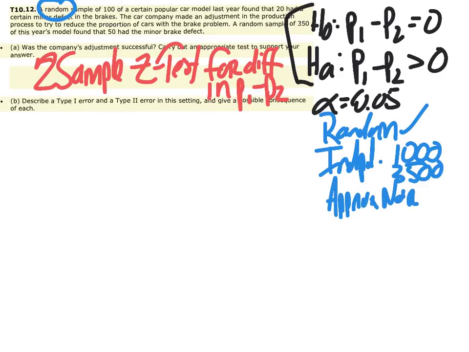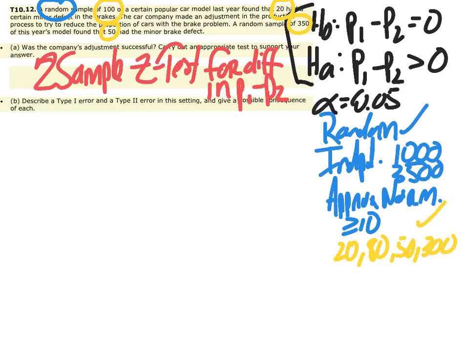So again, we're going to have to check the successes and failures, and the proportions for successes and failures are met. They have to be at least both greater than or equal to 10. So in this case, if I do n times p, we have 20 out of 100 times the sample size, so that would be 20, and then 80 for the other. For this one, we're going to have 50 out of 350 had the defects, times the sample size, so we're going to have 50, and then 300. So checking your conditions, all of these are greater than or equal to 10, so it's approximately normal.